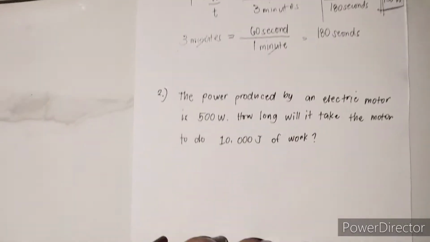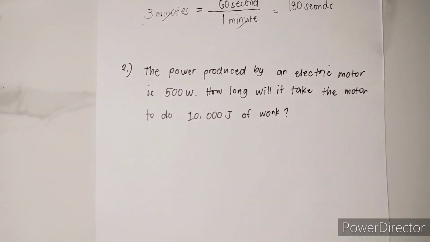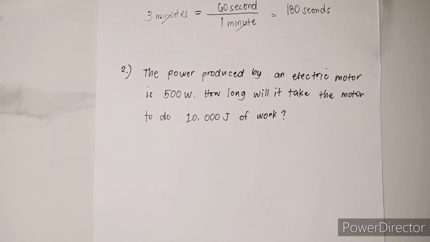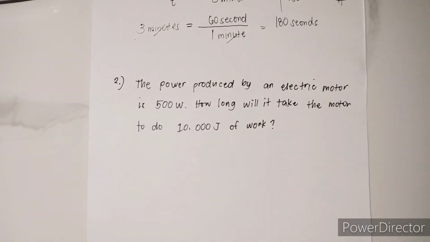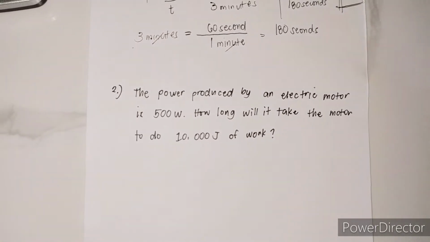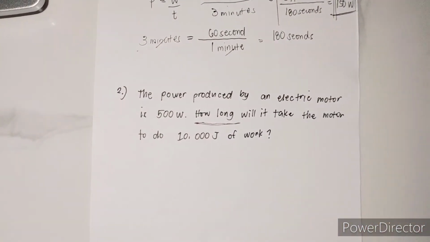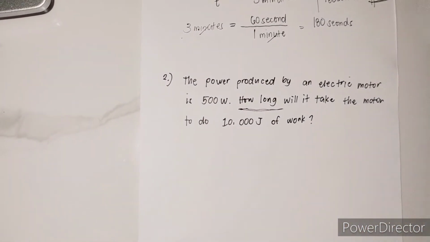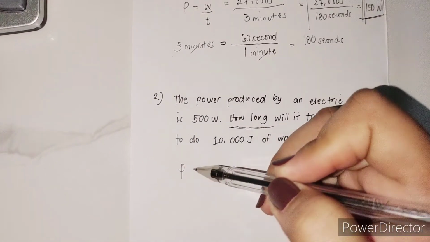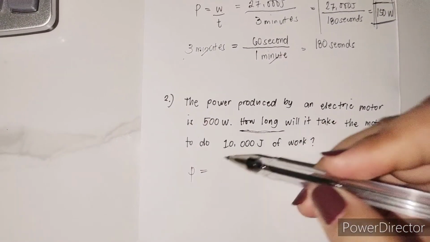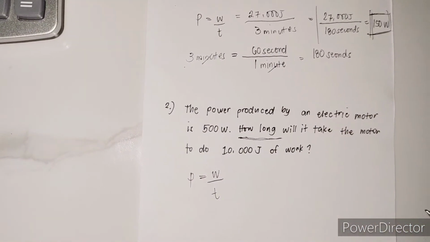Second example. The power produced by an electric motor is 500 watts. How long will it take the motor to do 10,000 joules of work? Ano yung hinahanap natin dyan? Since ang tinatanong is how long, ibig sabihin time ang hinahanap natin. So dahil wala pa tayong formula for time, we need to derive. Our original formula is power is equal to W over T.